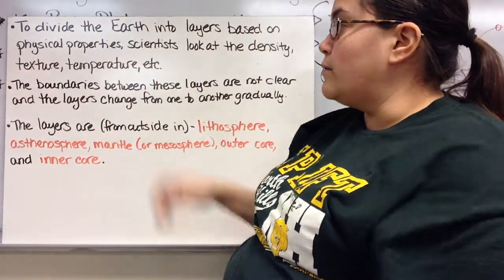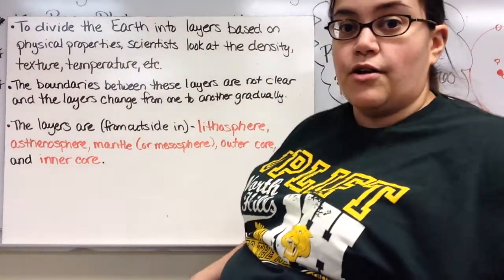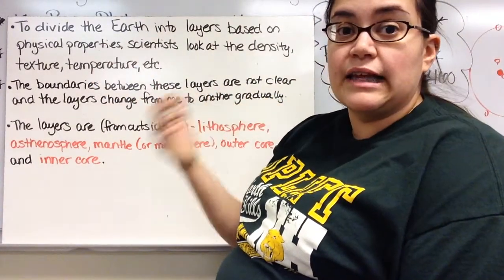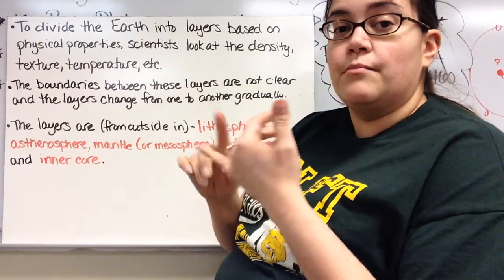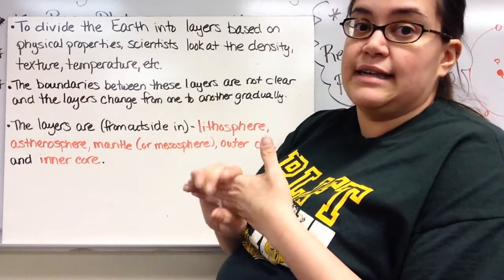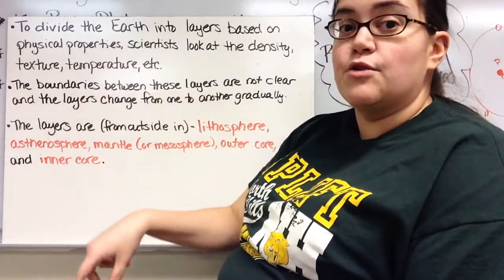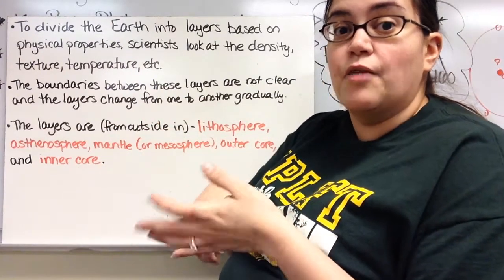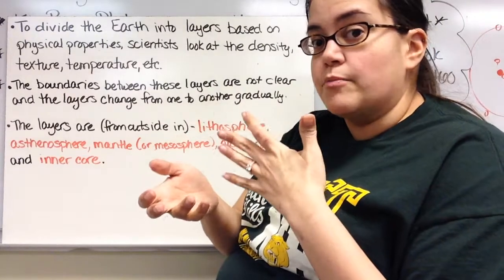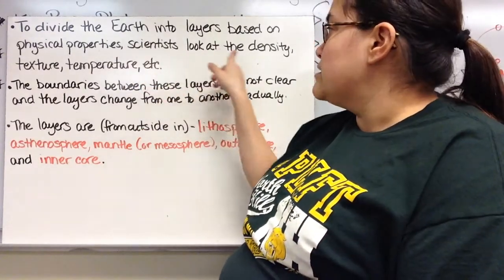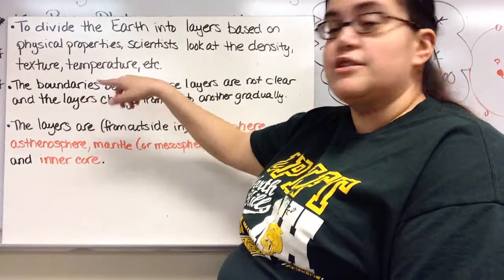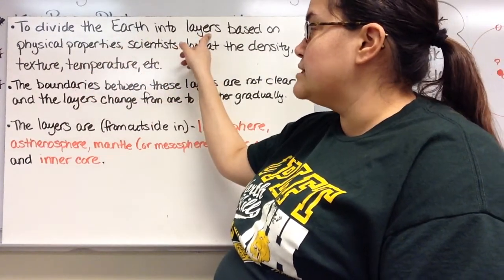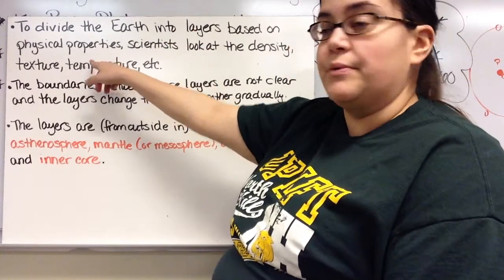Okay, so the other way to divide our Earth into layers is based on physical properties. And we talked about this in the chemistry unit when we talked about magnetism and luster and things like that. So physical properties are things that you can look at without changing the substance. So you can just look at it, you can cut it up, you can examine it under a microscope, stuff like that. So scientists look at the density, texture, temperature, things like that to determine what layers to divide the Earth up into if we're looking at physical properties.